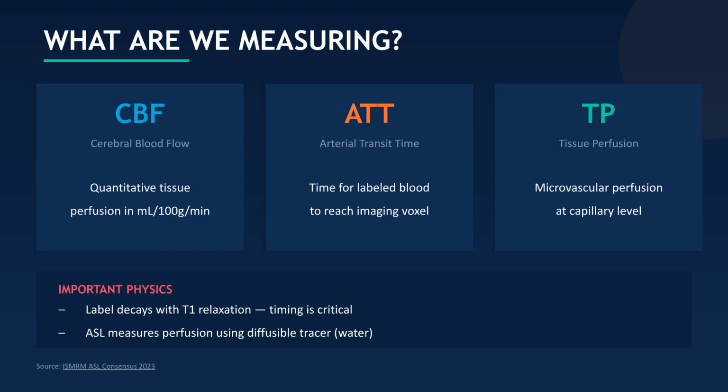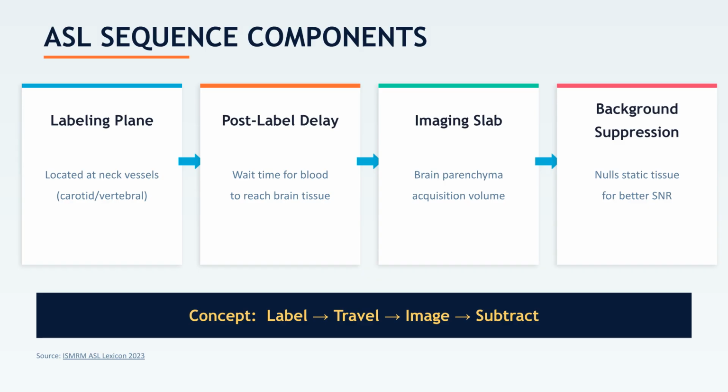We are measuring cerebral blood flow, or CBF, and arterial transit time, or ATT. The measurement results in tissue perfusion, or TP. It is important to remember that the label decays with T1 relaxation, making timing critical. The ASL sequence includes 4 main components: the labeling plane, the post-label delay, the imaging slab, and background suppression. The overall concept is simple: label, travel, image, and subtract.